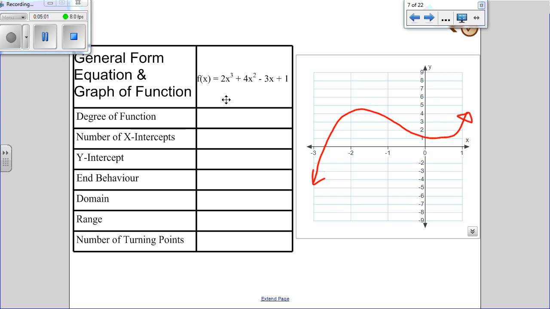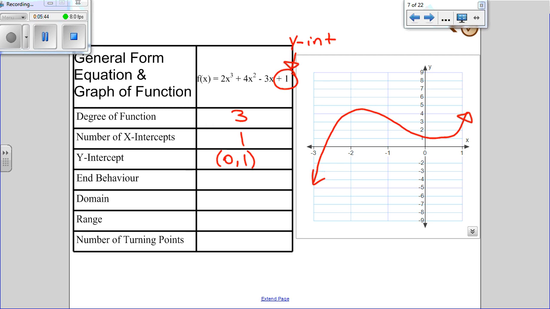So, the degree of this function. What's the degree of this function? 3. Highest exponent is 3, so the degree is 3. How many x-intercepts does it have? In this case, it only has one x-intercept. What's the y-intercept on this thing? It's 1. How do you know it's exactly 1? It's the constant. It's right there. Yeah, it's the end value. It's the last thing there. The constant is the y-intercept. Remember that. So the thing without any letters attached to it, once it's in general form, so it's all been multiplied.